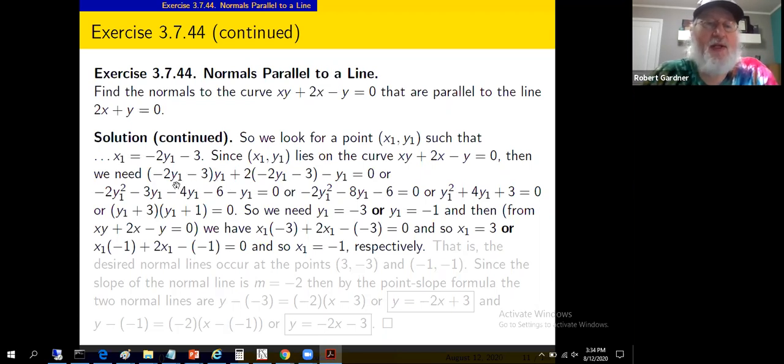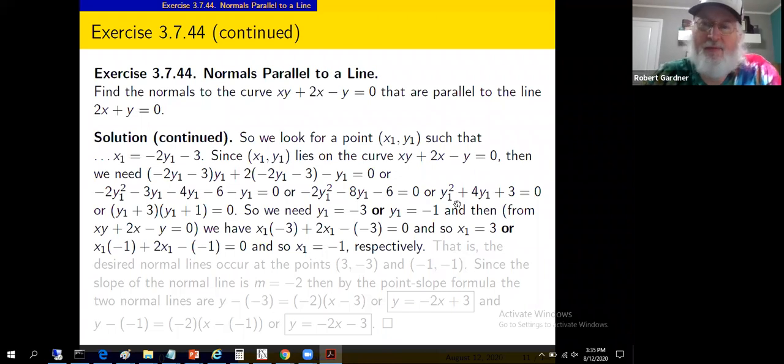Let's see, distributing, this gives us negative 2y1 squared minus 3y1 minus 4y1 minus 6 minus y1 equals 0. That's negative 2y1 squared, and minus 3 minus 4 minus 1 is minus 8 y1s. We still have the negative 6 there and a 0 on the other side. Looking for something I can factor, how about we divide through by negative 2? That leaves us with y1 squared plus 4y1 plus 3 equals 0, and that I can factor.